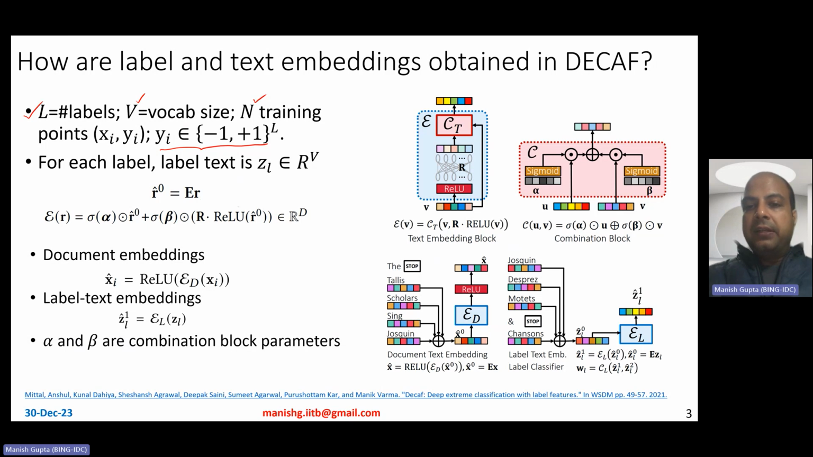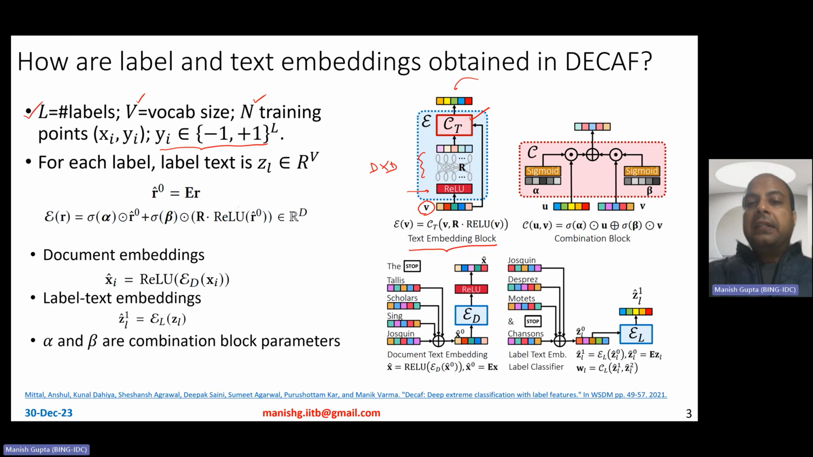There is this text embedding block, as you see. The way it embeds is as follows. It takes an input vector V. You take the vector V, you do a ReLU on top of it, and then you see this R, which is a D cross D matrix. You take the vector V, apply ReLU, apply the D cross D matrix, and then you apply something called the combiner block, and that gives you your overall embedding.